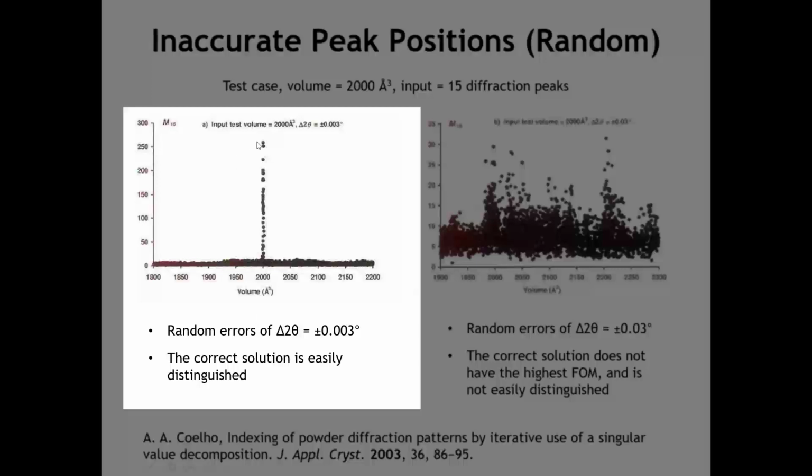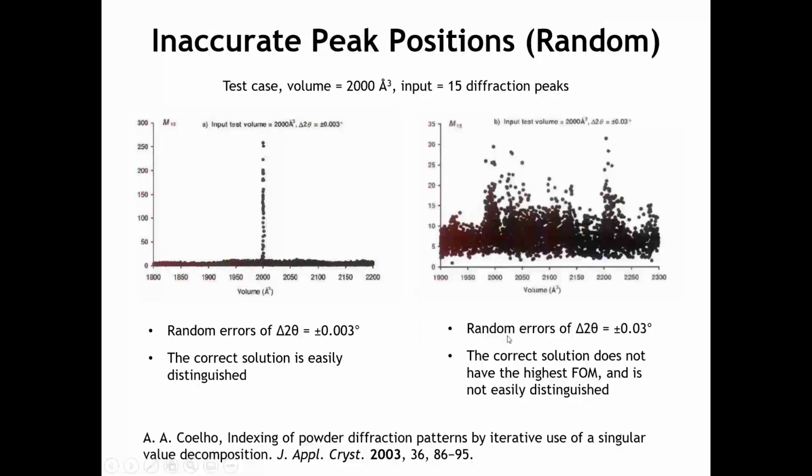And then he puts those new, now somewhat erroneous peak positions into the auto-indexing routine and asks, what's the answer? And you can see here that at 2,000 cubic angstroms, the right answer, you have a figure of merit that's over 250. And you have some cells that are very, very close to that, nearly 2,000 angstroms, basically the same unit cell. They all have high figures of merit. But if you move away from that, the figure of merit is 10 or 20 at the most. So in this case, you could easily pick out the correct unit cell.